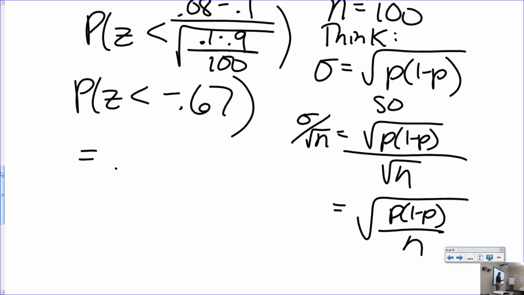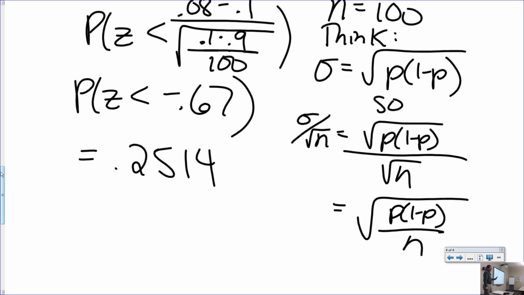Oh, Table A. I gotta open it up sometime today. 0.67? Negative 0.67. 0.2514. 2514.